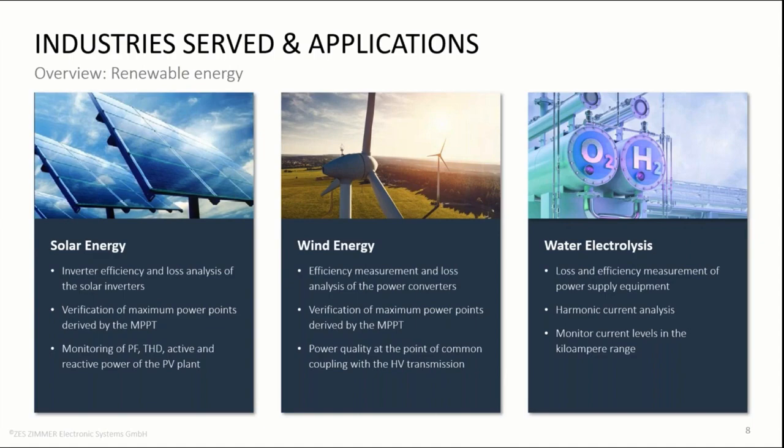Water electrolysis systems require precise and well-controlled power supplying equipment for safety and optimal efficiency. We have in the electrolyte cell current harmonics that can cause additional losses. So here, power analyzers can be used not only for the typical measurement of system losses, efficiency, and harmonics, but also as monitors of kiloampere currents.